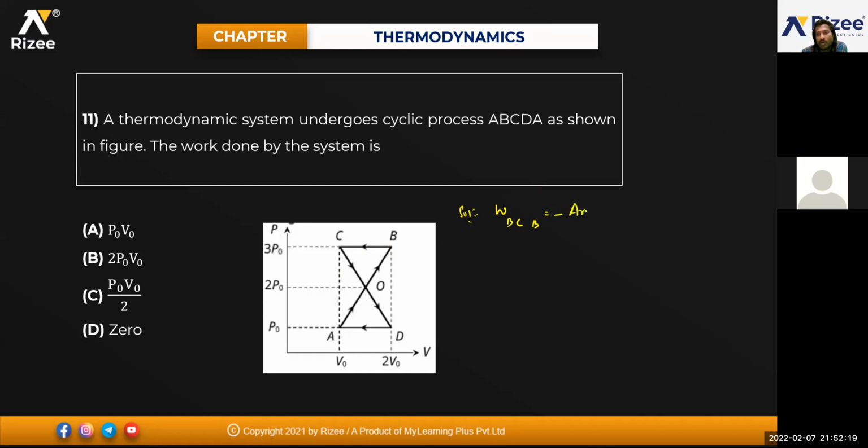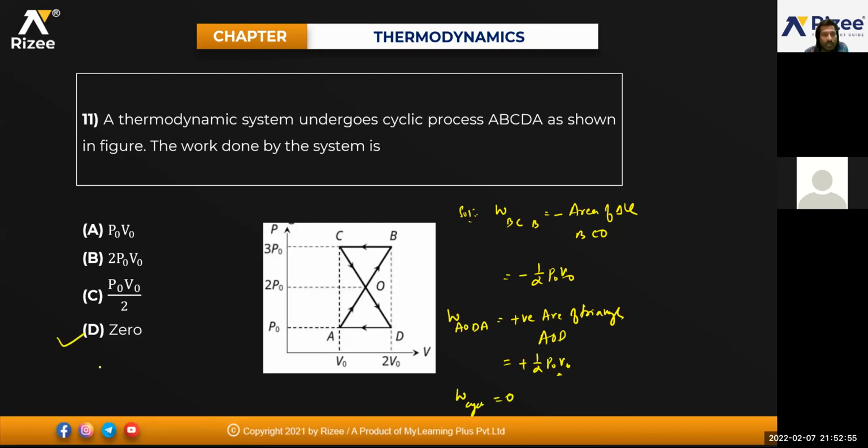So it is negative of the area of triangle BCO. So that will be equal to minus half of P naught into V naught. The same way, work done from A to O to D, D to A will be equal to positive area of triangle AOD. So that will be equal to plus half into P naught into V naught. So work done during the cyclic process will be equal to 0. So this will be the answer.